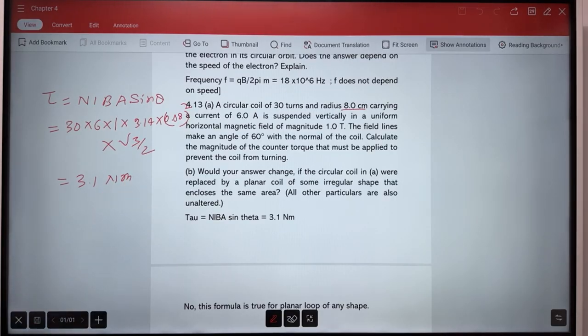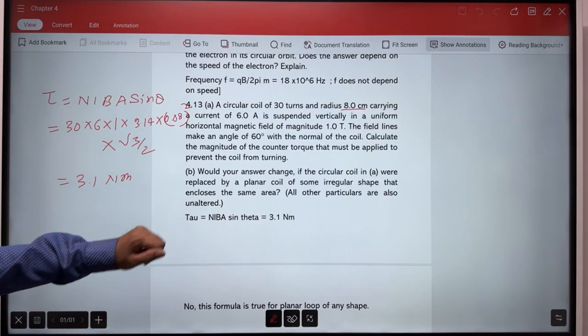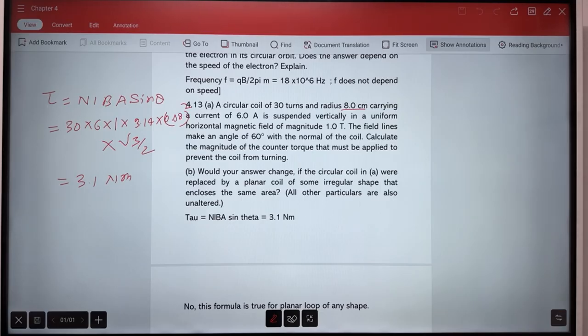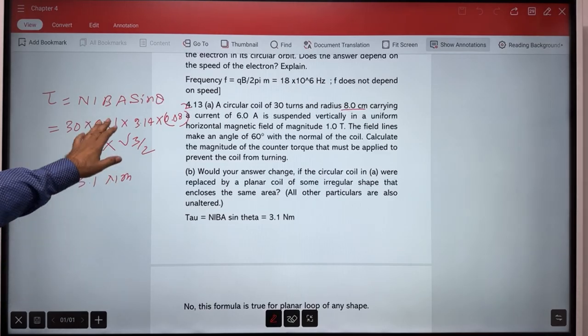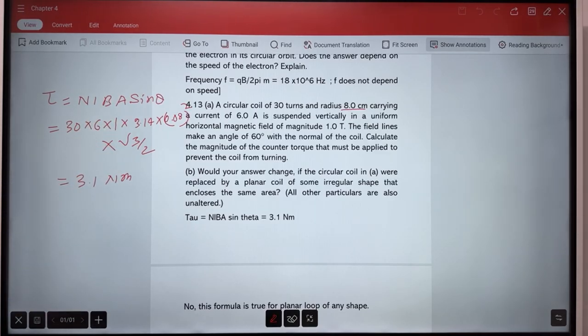Now let's see the second part of the question. Would your answer change if the circular coil were replaced by a planar coil of the same irregular shape that encloses the same area? So actually we have to consider the area, not the shape. If the area is the same, then nothing will change. And hence the exercise is over. I think you have understood.